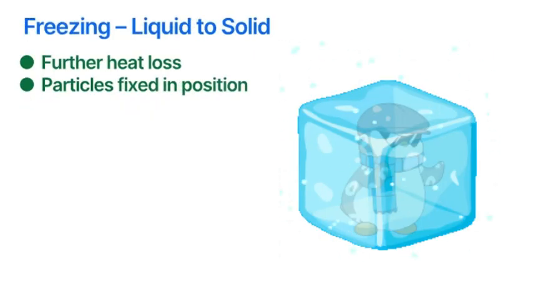Freezing. Freezing is the change of a liquid into a solid when heat is removed. As the liquid cools, particles lose energy and begin to move more slowly. The attractive forces between the particles become stronger as they lose motion. Eventually, the particles settle into a fixed and orderly structure. This process occurs at the freezing point of the substance.